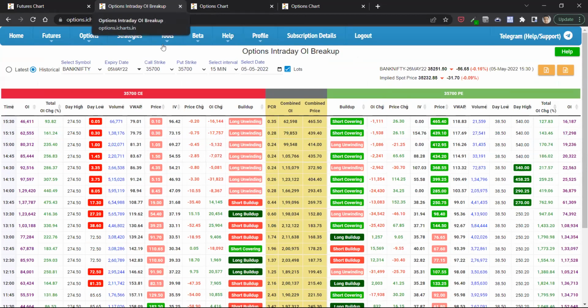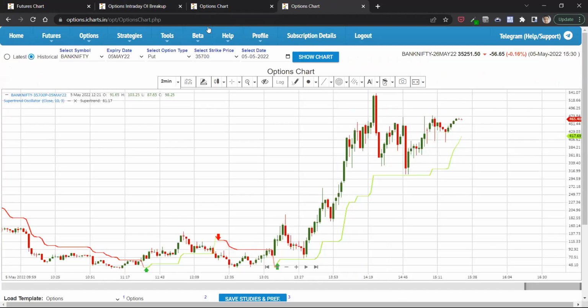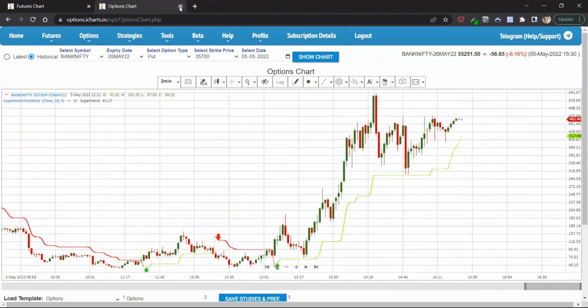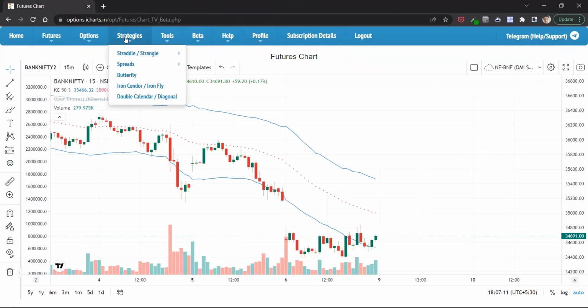So, any questions about intraday OI breakup and taking signals using that? If not, I'll go to some other tool. People had asked.